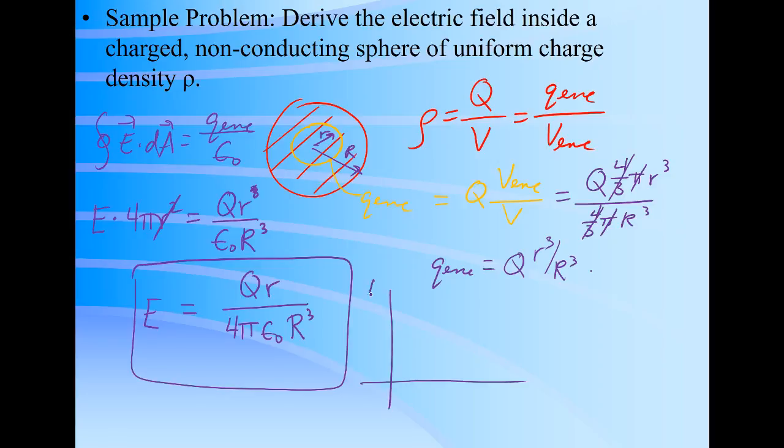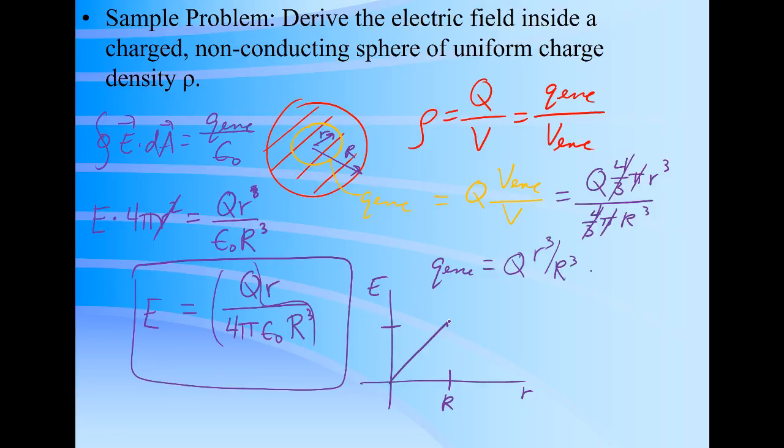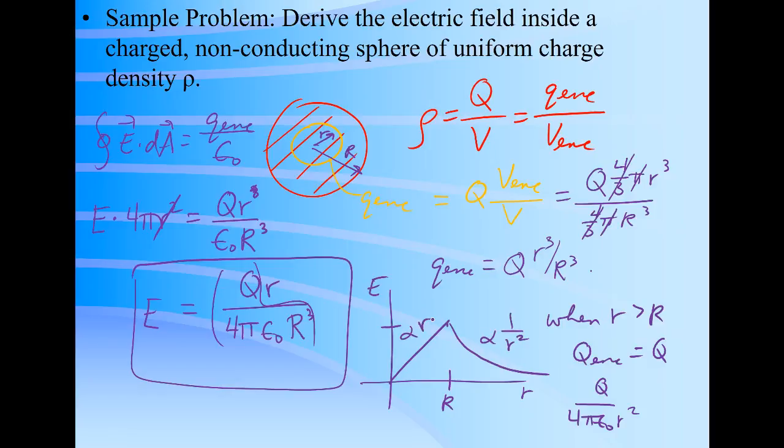So if we graph this, we notice that up until little r equal to big R, we have a linear relationship. If we pull out all those constants, it's just linear, okay? And then when little r is greater than big R, Q enclosed is just the total charge Q of the sphere, and so we just get basically Q over 4 pi epsilon naught, little r squared. Okay, so it's proportional to 1 over little r squared here, and proportional to r right there.